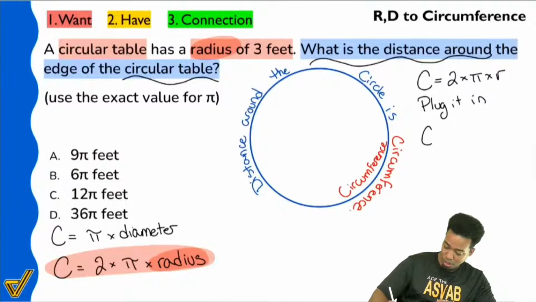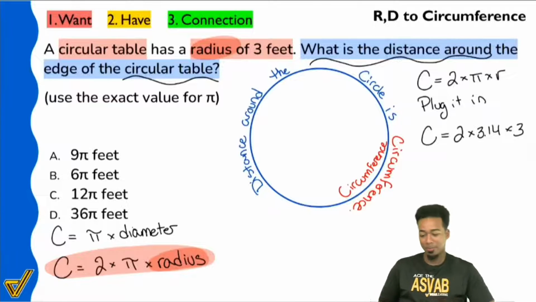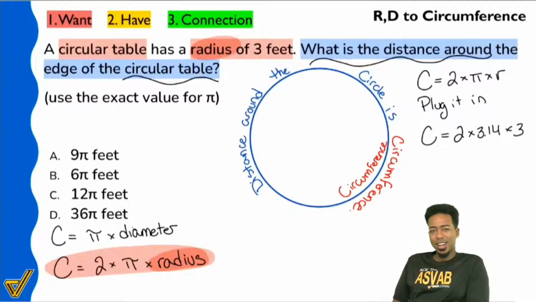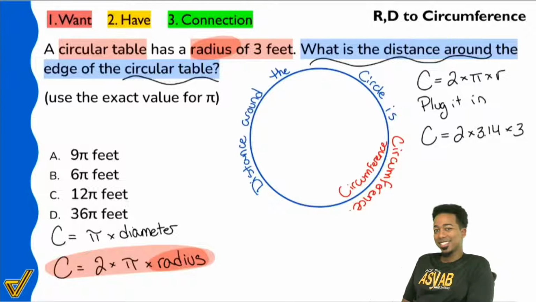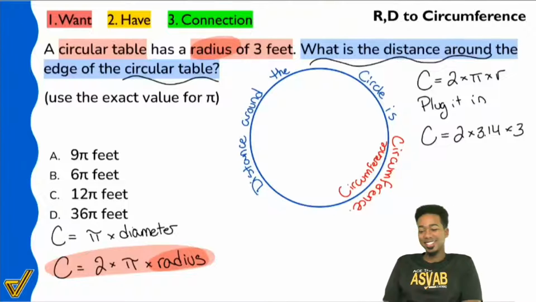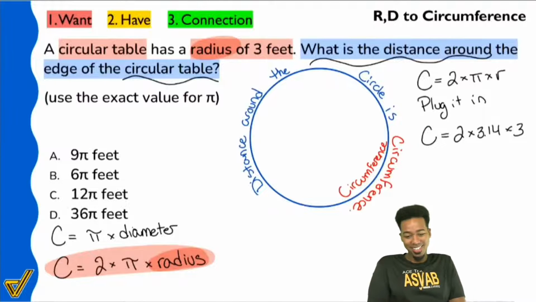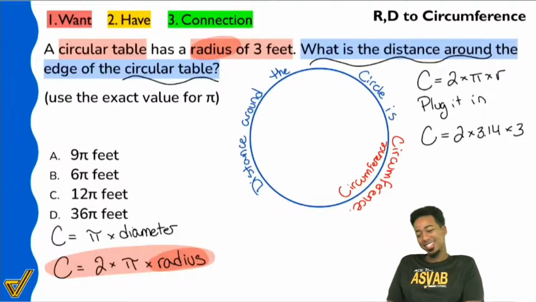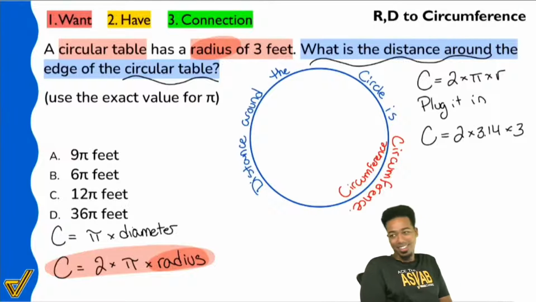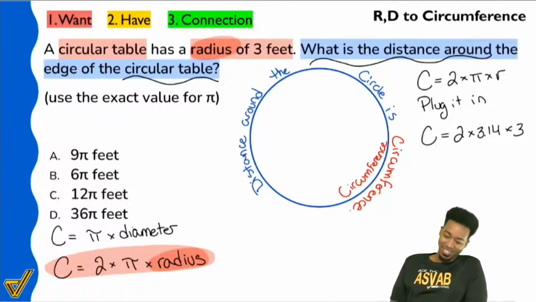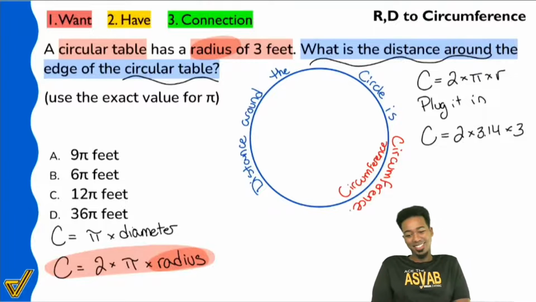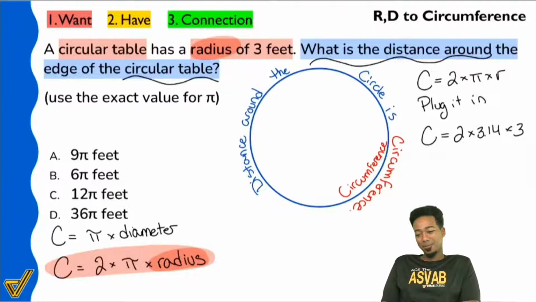So we have C, that's what we're looking for, equals 2 times 3.14 times 3 for the radius. Is that looking good to you guys? Did I put that in correctly? No? What do you mean no? I didn't set you up for this. Oh, okay. Yeah, I have to use the pi symbol.